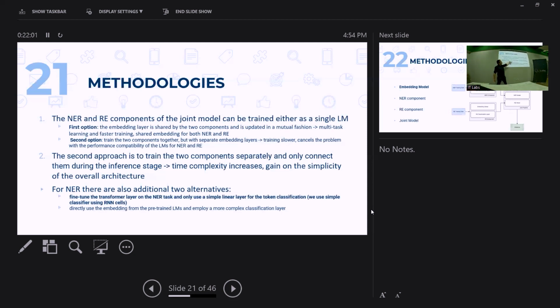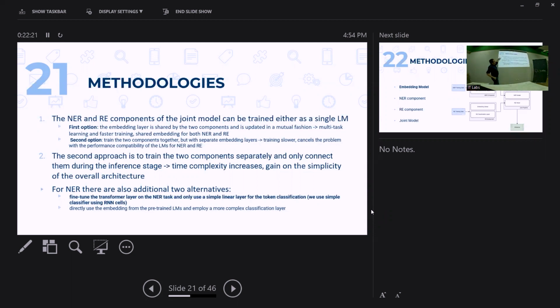So yes, the time complexity increases, but we gain simplicity in the overall architecture. We can divide the problem into two subtasks, with one person responsible for NER and another for RE, and we can also integrate a simpler model for named entity recognition, as I mentioned before.